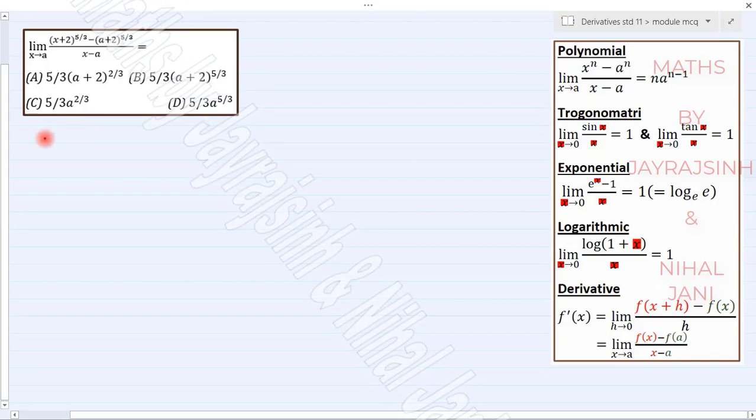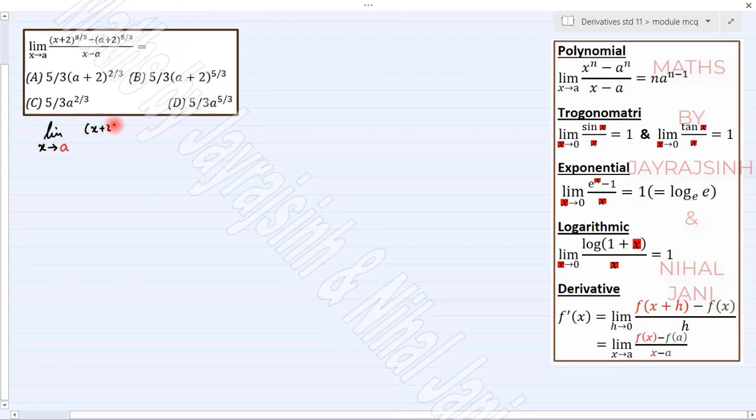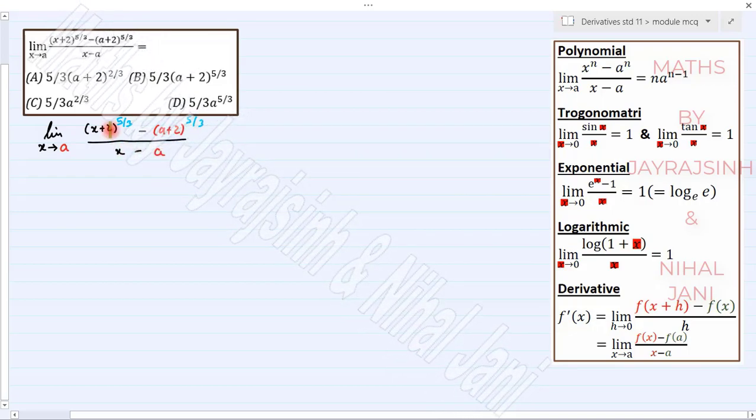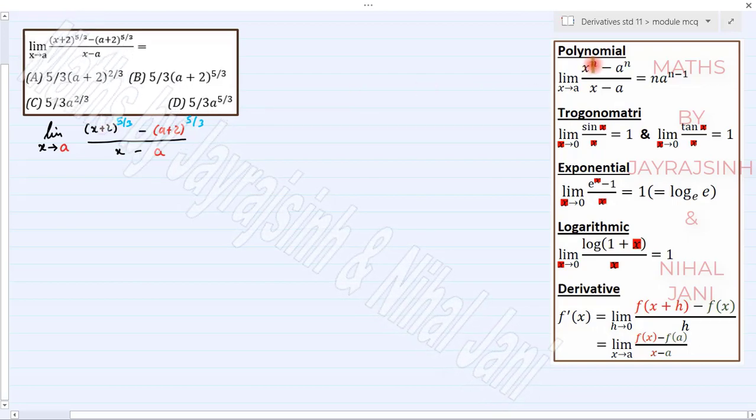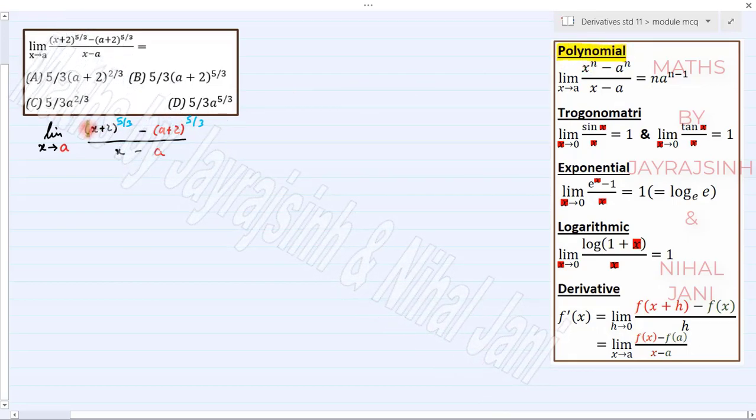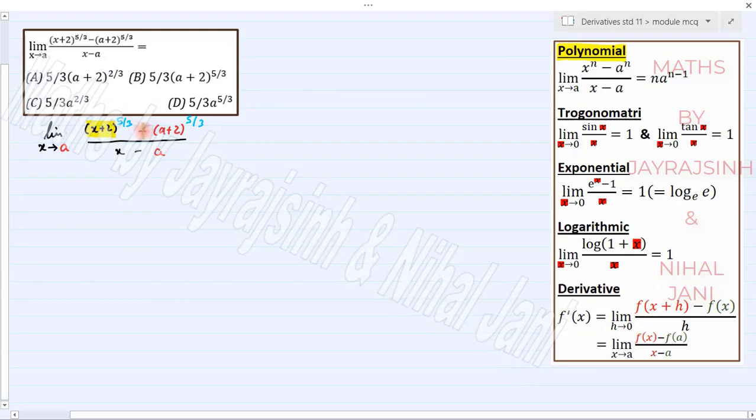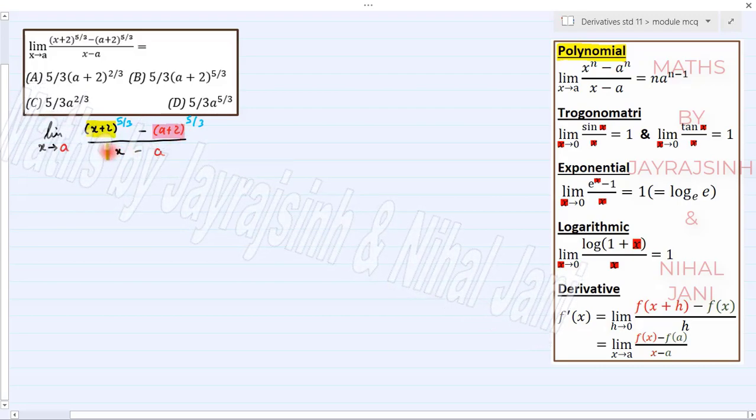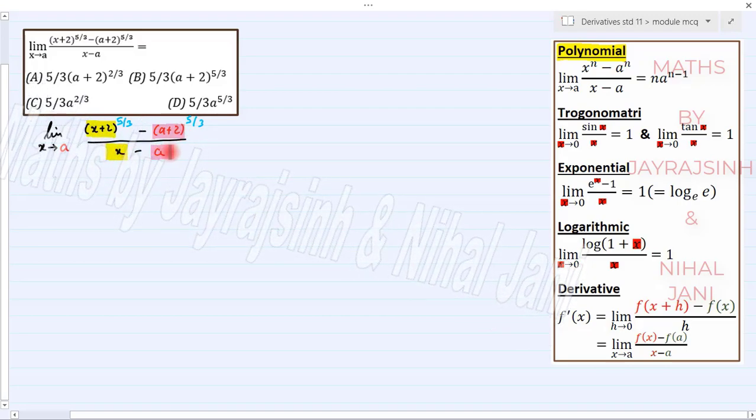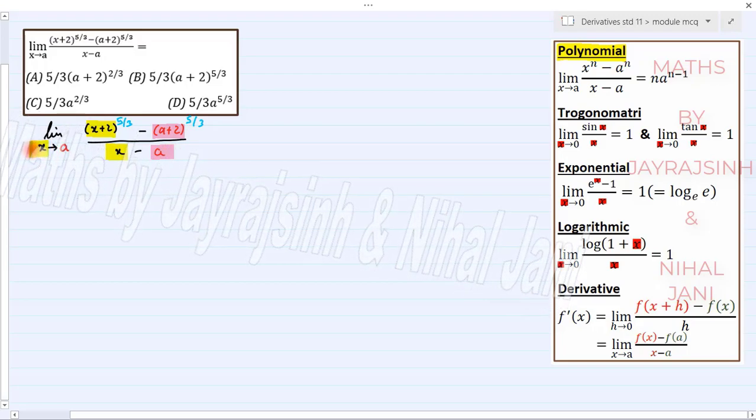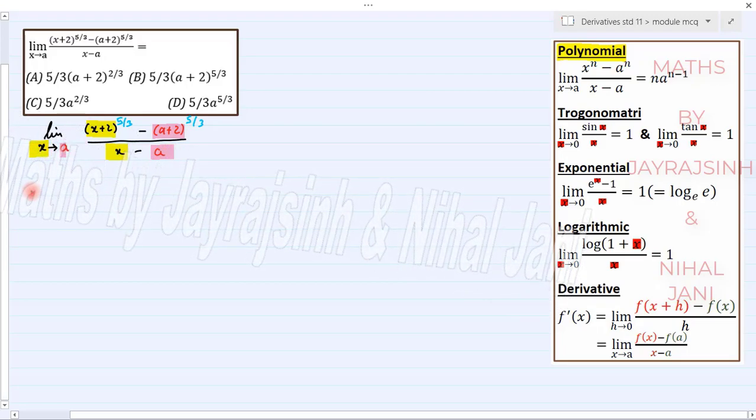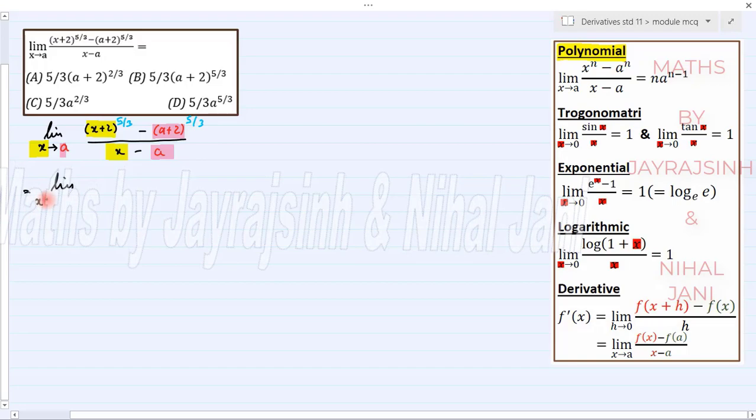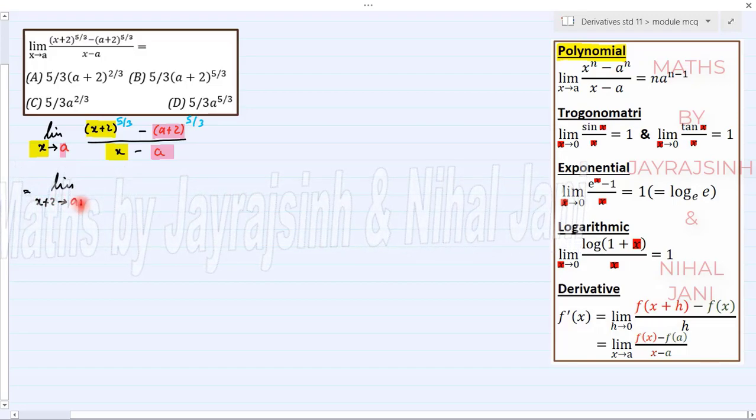In this question, we have limit x tends to a, (x plus 2) raised to 5 by 3 minus (a plus 2) raised to 5 by 3 upon x minus a. Here we have a polynomial type sum. So we will try to apply the formula of polynomial. Now, we have (x plus 2) raised to 5 by 3 minus (a plus 2) raised to 5 by 3. So we need x plus 2 and a plus 2 over here, as well as your x plus 2 should tend to a plus 2. So let's change whatever is required. Your x tends to a, so we can say x plus 2 will also tend to a plus 2.